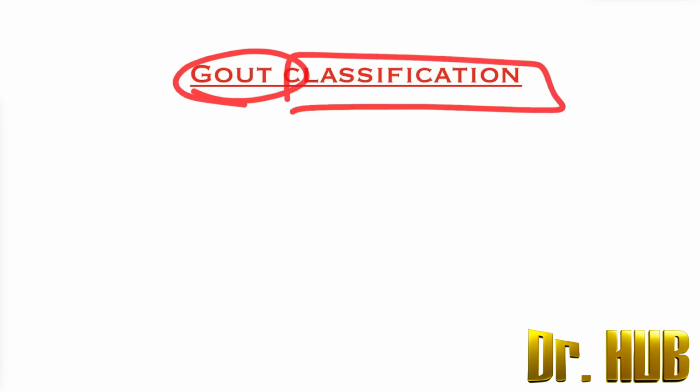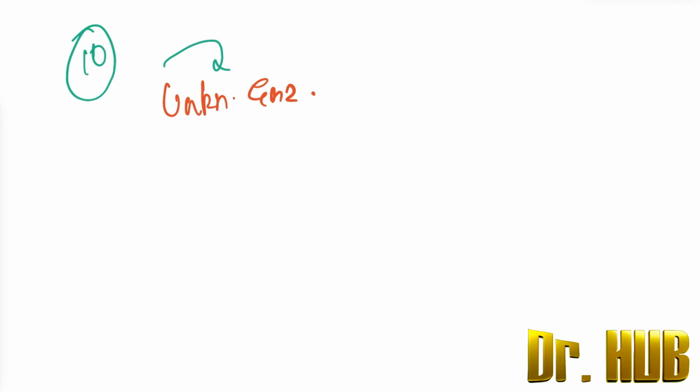Gout, and we're looking at its classification. So the first variety will be the primary gout. In terms of the primary gout, it is by unknown enzyme defects. So this amounts to about 85 to 90%.